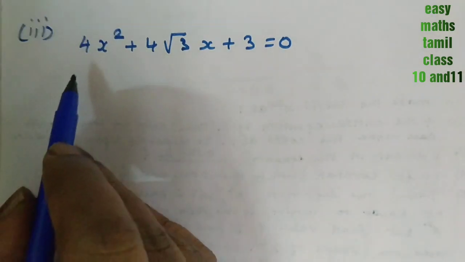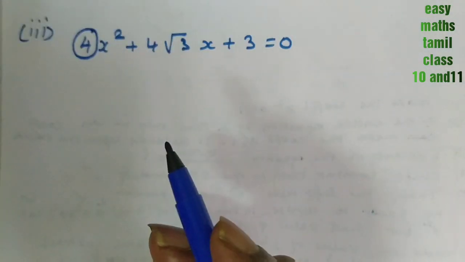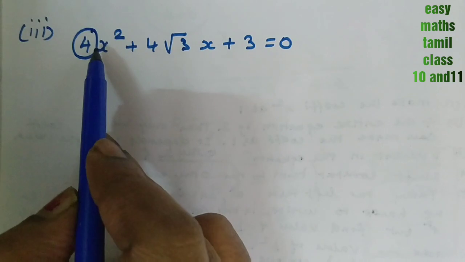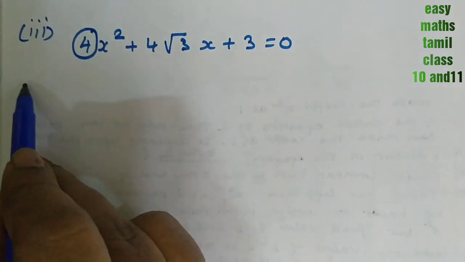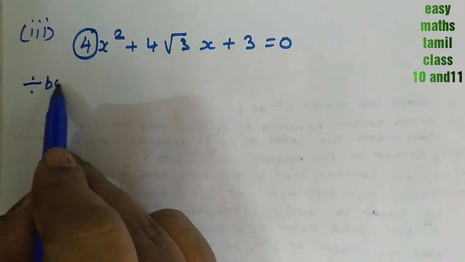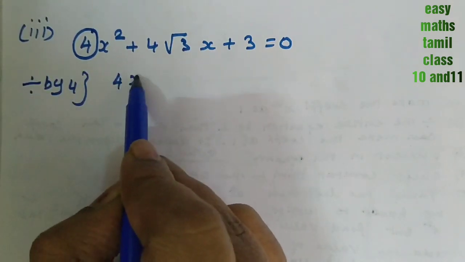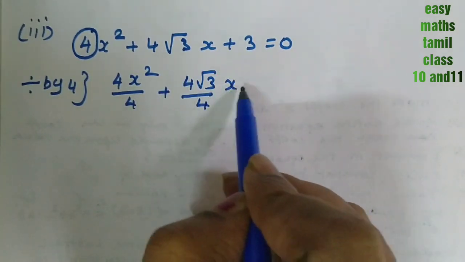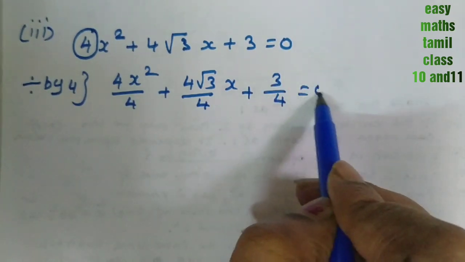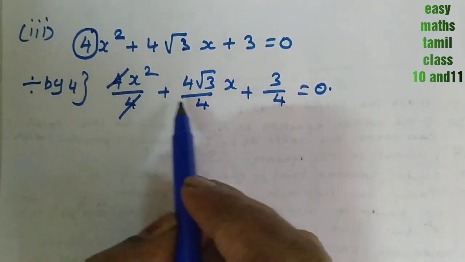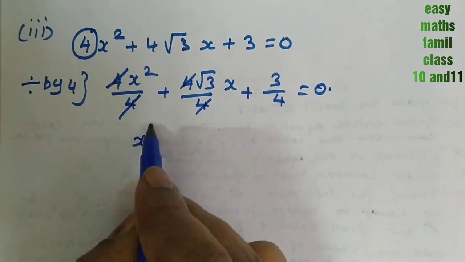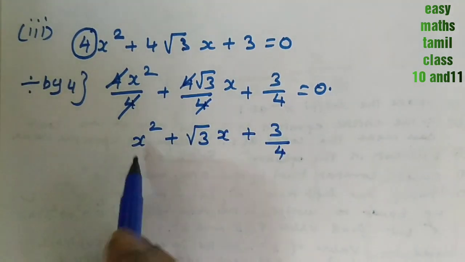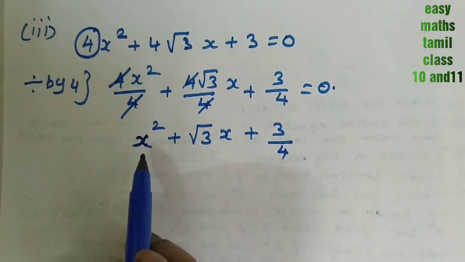Now find the coefficient of x square. Now this is the coefficient of x square. Now we have to cancel this 4, so in order to make the coefficient of x square as 1, we have to divide the entire equation by 4. 4x square by 4 plus 4 root 3 by 4x plus 3 by 4 equal to 0. Now simplify this equation. So this will become x square plus root 3x plus 3 by 4. Now the coefficient of x square value is now 1.